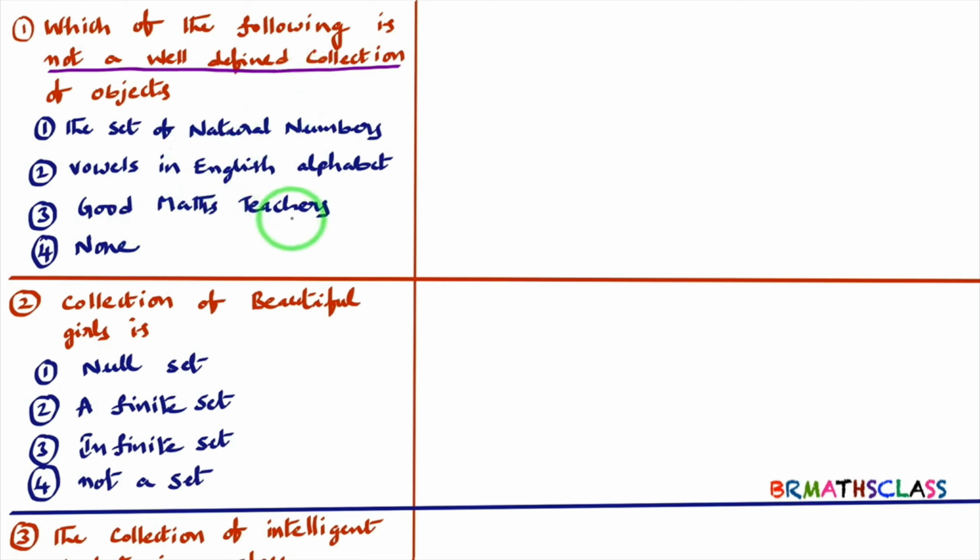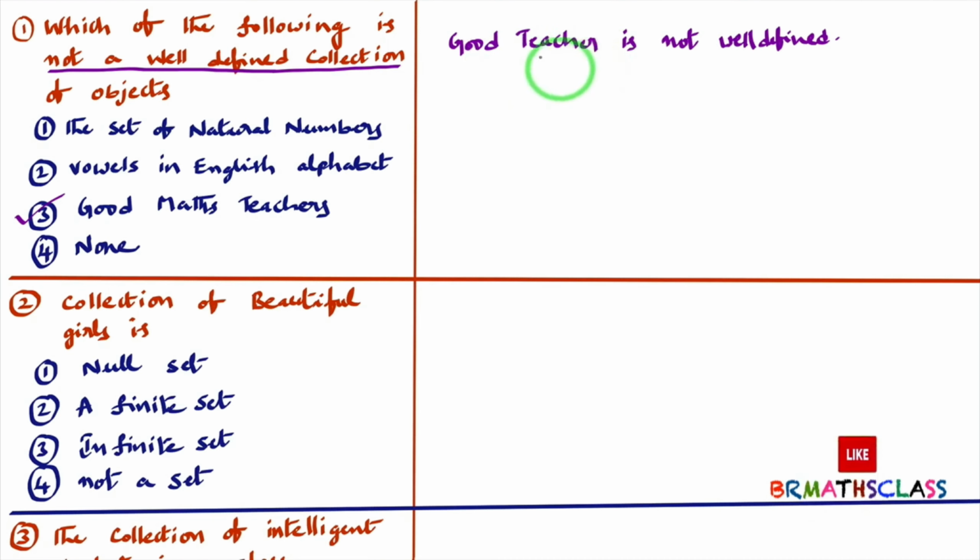Good maths teacher. Collection of good maths teachers. A particular student can say that a maths teacher is good. The same teacher may not be good to your friend. So good maths teacher is not well defined. Why is good teacher not well defined? From person to person the opinion may change. A particular person may feel that a teacher is good, the other person may not feel that the same teacher is good. So which of the following is not a well-defined collection of objects? Collection of good maths teachers is not a well-defined collection.